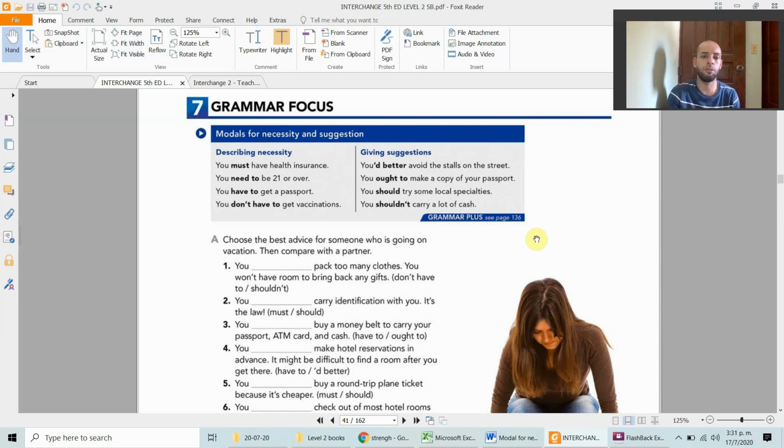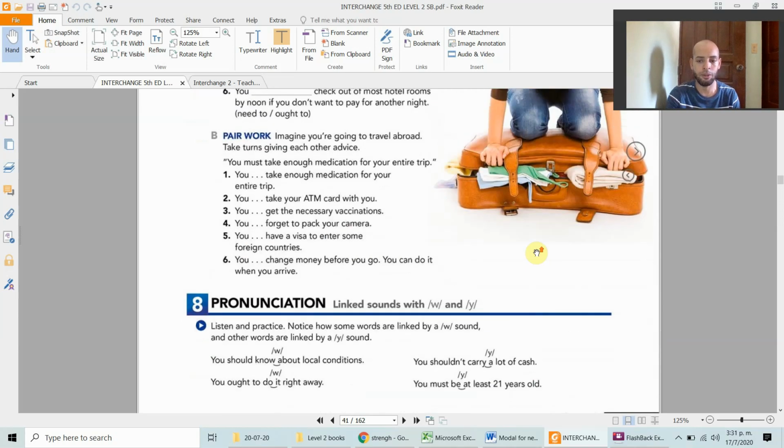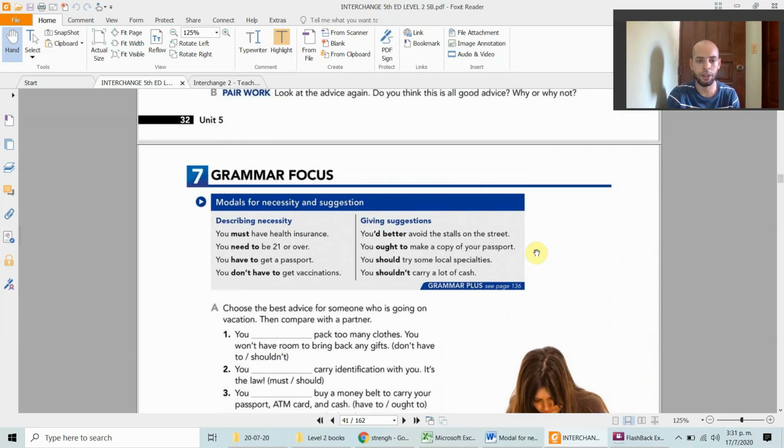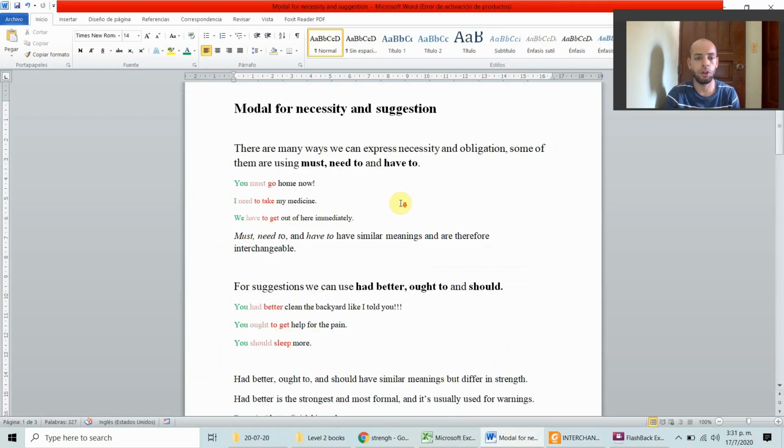In this video, we're going to take a look at the grammar that is on page 33 of the book. That's page 33 on Unit 5. Modals for necessity and suggestions. So, there are many ways we can express necessity and obligation. Some of them are using must, need to, and have to.